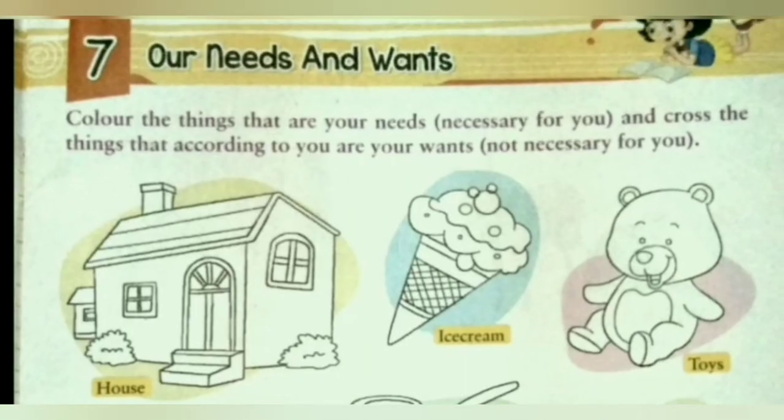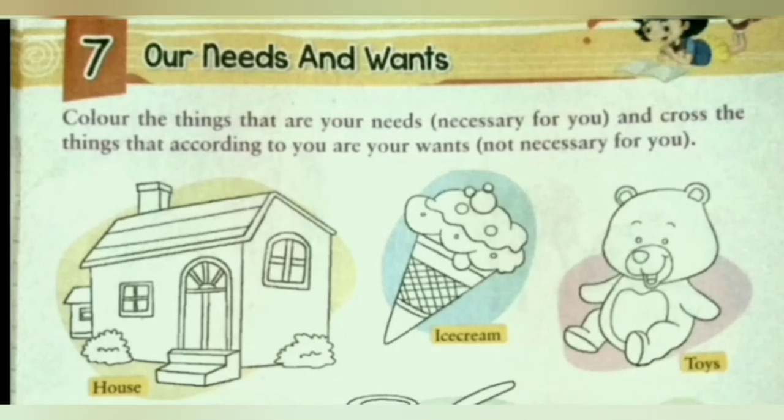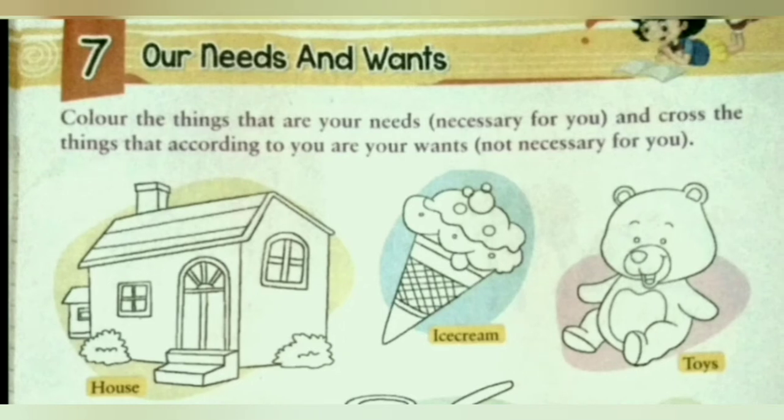Let's move to the next topic. Page number 7, our needs and wants. What is need? Things that we must have to stay healthy and safe are called our needs. Needs are water for drinking, food to eat, clothing to keep you warm and shelter to live in. What is wants? Things that we wish to have but are not our needs are our wants. Wants are there to make life a little more enjoyable.